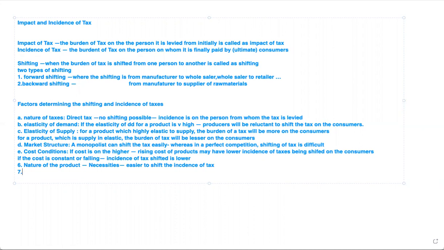Then I talk about time. If it is going to be luxury or say any other product of that kind, right? Shifting the incidence is difficult. Whatever people will say, I don't want the good. It is only a luxury, right? Non-essential, non-necessities. I'll say non-necessities.